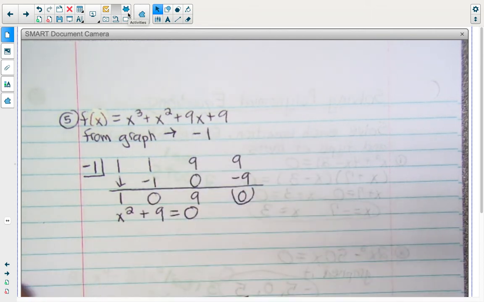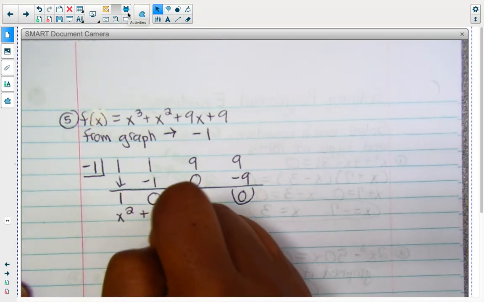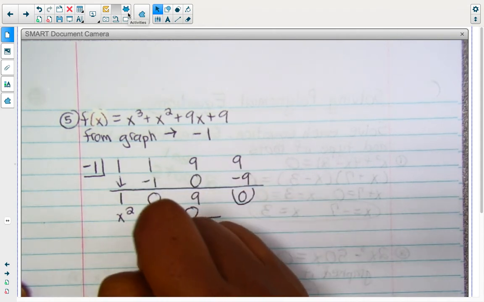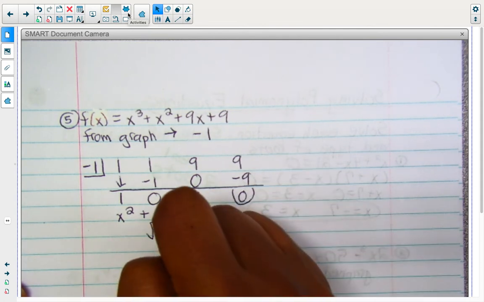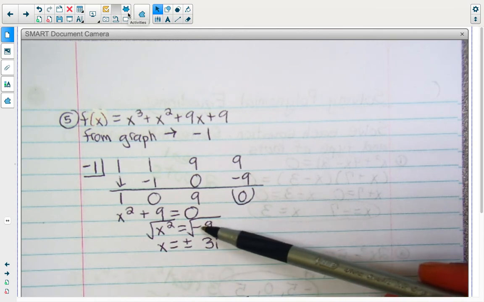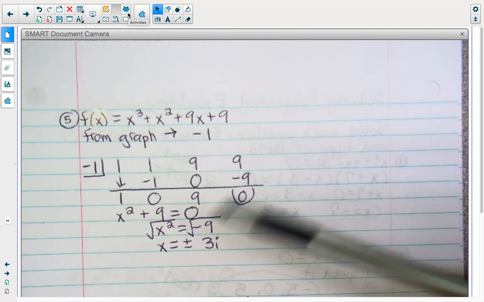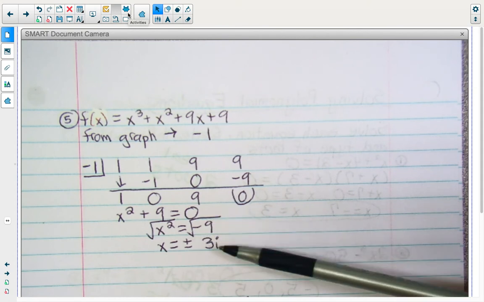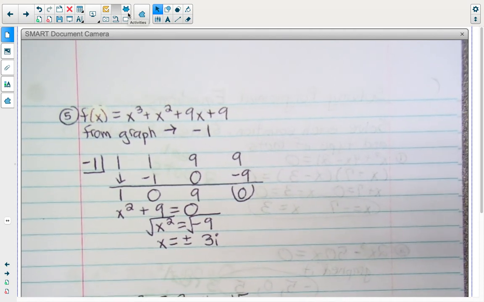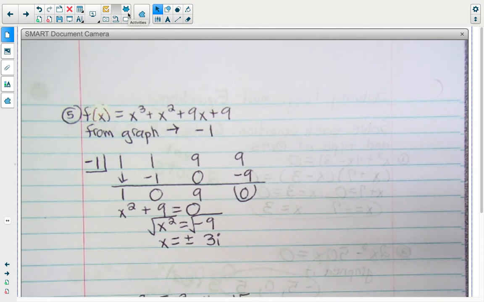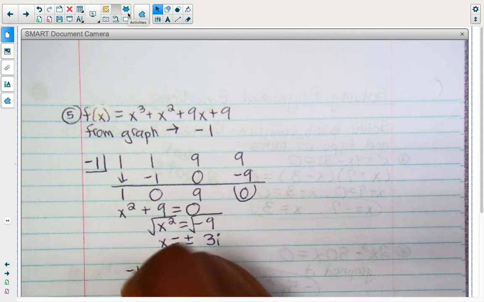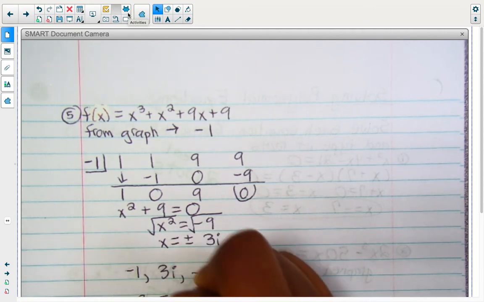I'm going to set it equal to 0. We're going to subtract 9 from both sides. And I'm going to take the square root. So x is equal to, I'm going to take the i out, plus or minus 3i. The square root of 9 is 3, and then I took the imaginary piece out, and that's where I got i from. And don't forget to do plus or minus when you do your square roots. So now I have all 3 solutions. I got one from the graph, that was -1. And then these are my other 2 solutions, 3i and -3i.